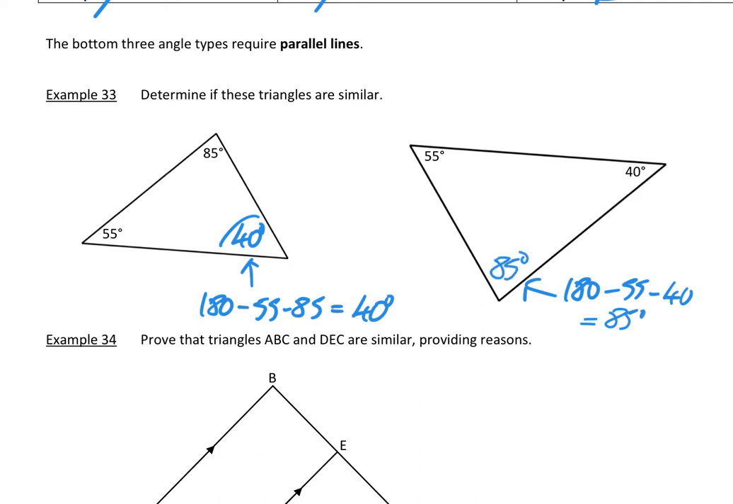So let's have a look at our triangles now. I've got an 85 degrees, I've got an 85 degrees, I've got a 55 degrees, I've got a 55 degrees, I've got a 40 degrees, I've got a 40 degrees. So all 3 angles are the same. So they are similar. All 3 angles the same, which implies they are similar.